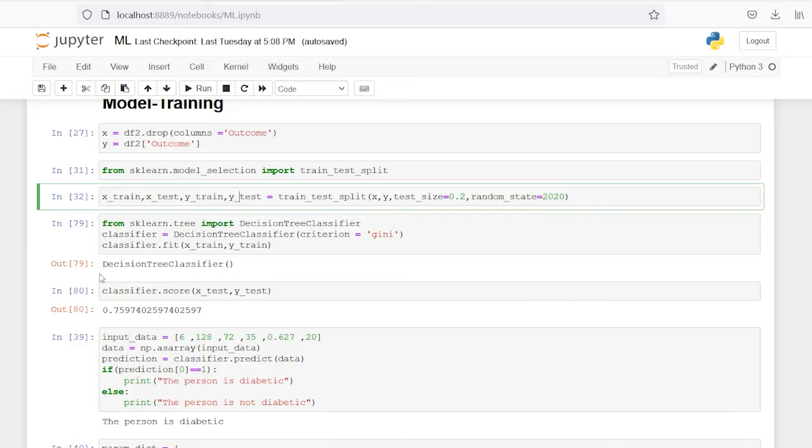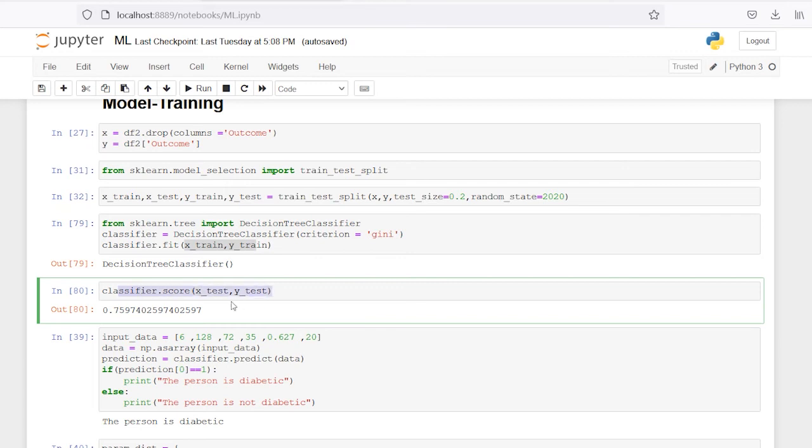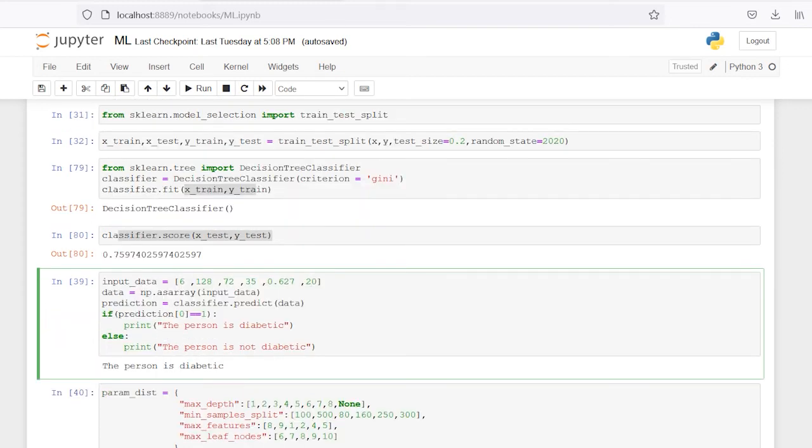So back in the Jupyter notebook, after splitting the data into training and testing, I have to import the scikit-learn library and the decision tree classifier in it. Then I have set the decision tree classifier with the Gini criterion, which we had already discussed. Then I have fitted the classifier to my training data. Now I have predicted the score of my accuracy on the testing data and it came out to be 75.9%.